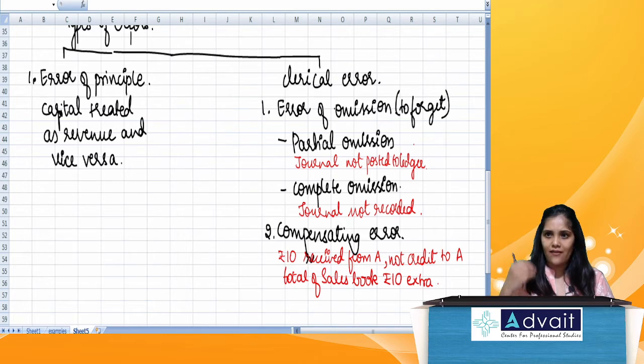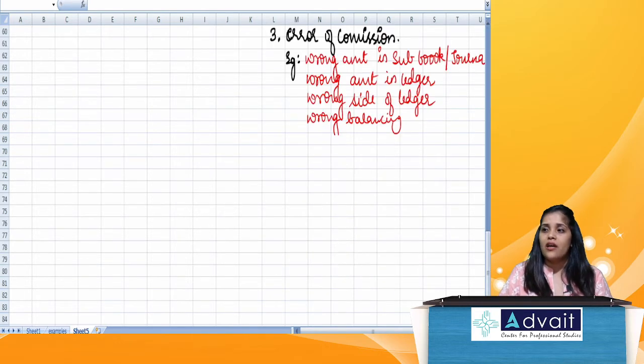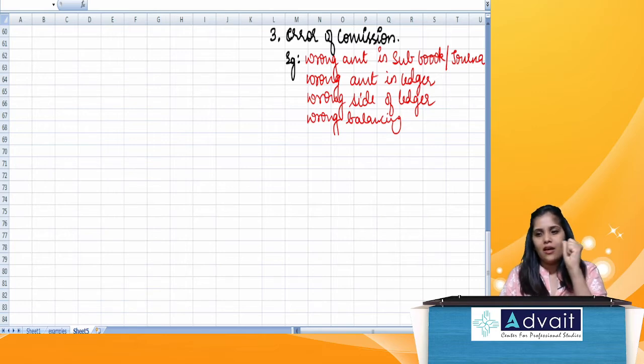In clerical, we have again three. What is the first one? Error of omission. To omit means to forget. Either you partially omitted or you completely omitted. Then you have compensating error. One error that we make compensates another error. And the third one is error of commission, meaning the balancing figure. All the other errors come and sit in error of commission.